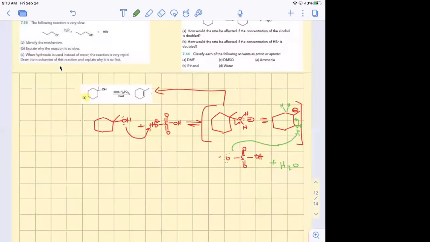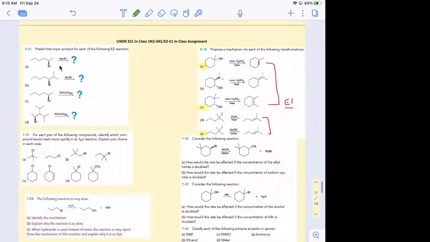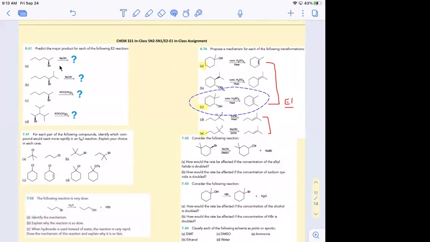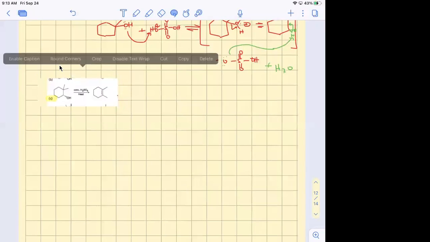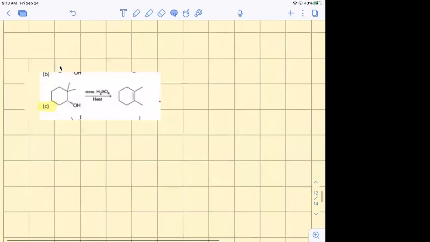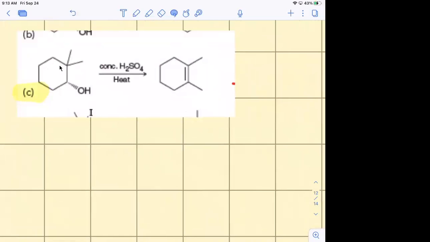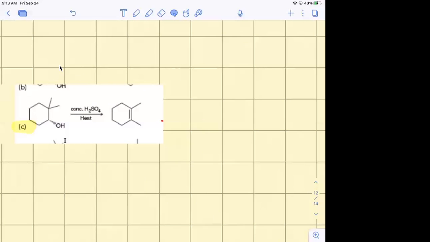All right, let's do C. Let me cut it. If you look at that, what's the expected elimination product? What do you think? Look at where the OH is. That's where your carbocation is going to end up. What would you expect? Where's the alpha proton to that OH?